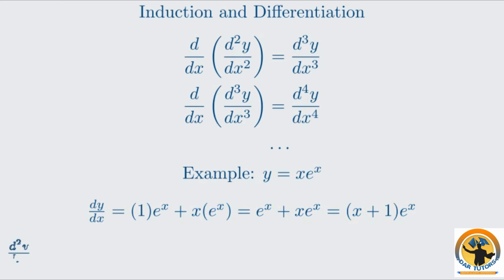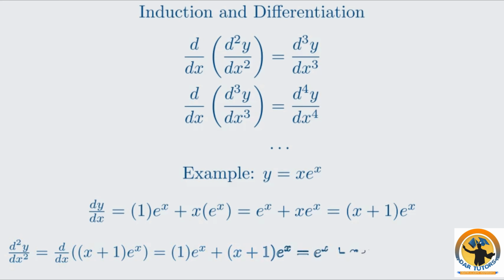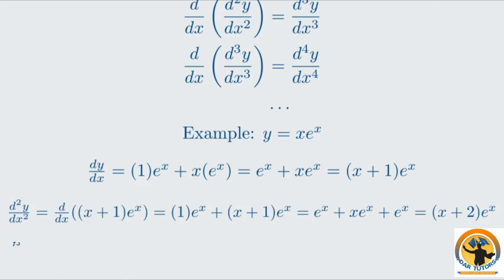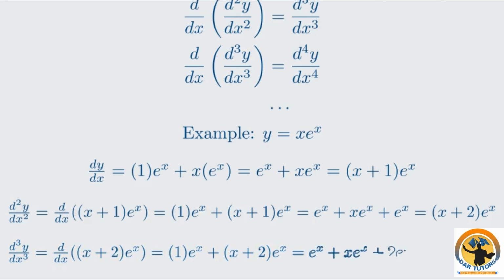The second derivative, d squared y by dx squared, is the derivative of the first derivative. Using the product rule again, we get e to the x plus the quantity x plus 1 times e to the x, which simplifies to the quantity x plus 2 times e to the x. The third derivative, d cubed y by dx cubed, is the derivative of the second derivative. This gives us e to the x plus the quantity x plus 2 times e to the x, which simplifies to the quantity x plus 3 times e to the x.